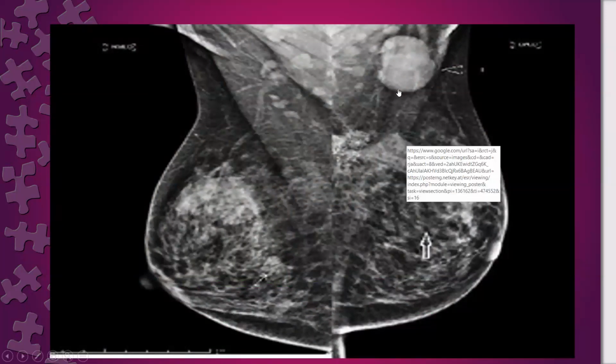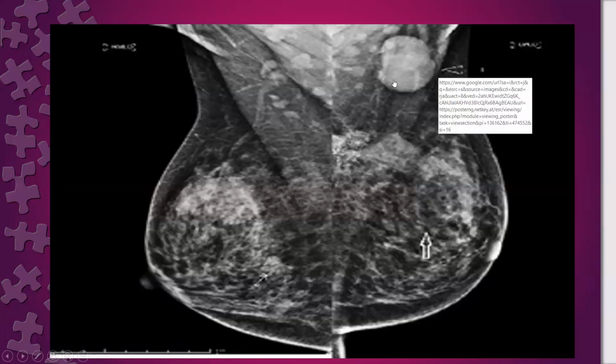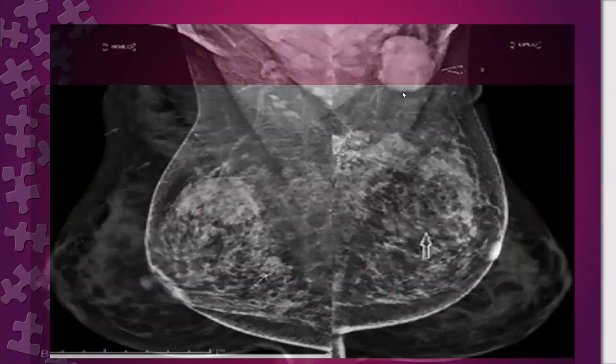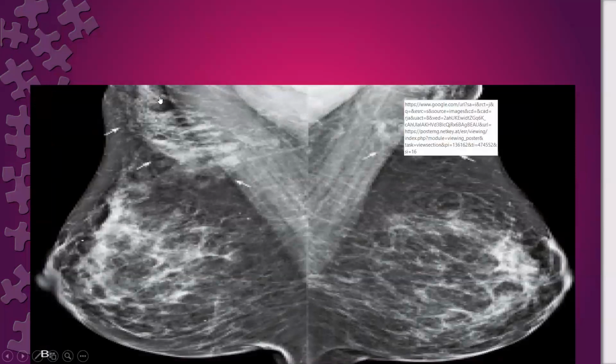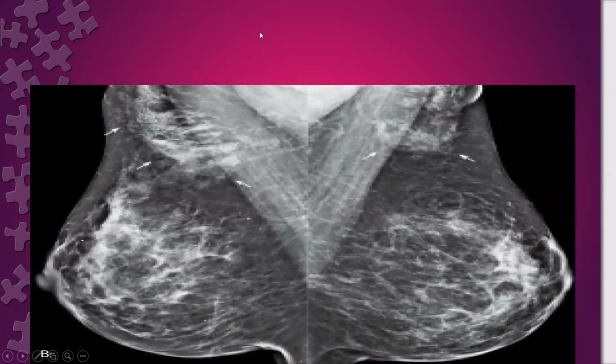What is seen here? There is a circumscribed mass, partially obscured, projecting over the left axilla. It can also be an accessory breast having a mass. And here, what have you seen? Bilateral axillary breast. What is the difference between this and the previous?